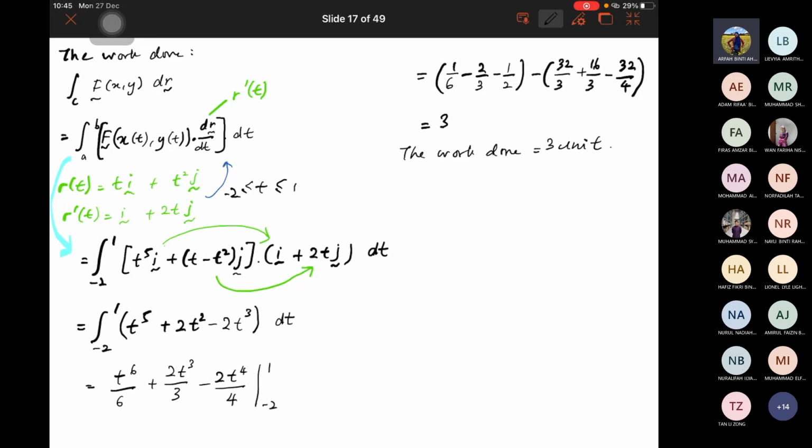Dapat? So this is the integration over the curve involving the vector function.